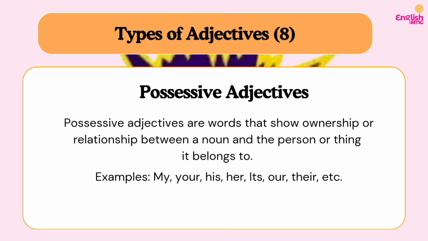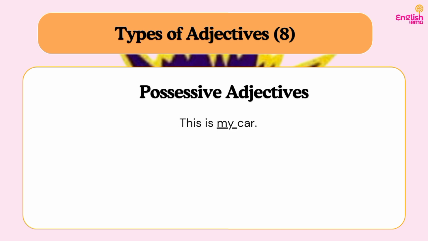Other examples include his, her, its, our, their, etc. So I can say their house, our school, our bag, its leg, etc. So in sentences, I will say, this is my car. My is showing ownership, possession. This car belongs to me.